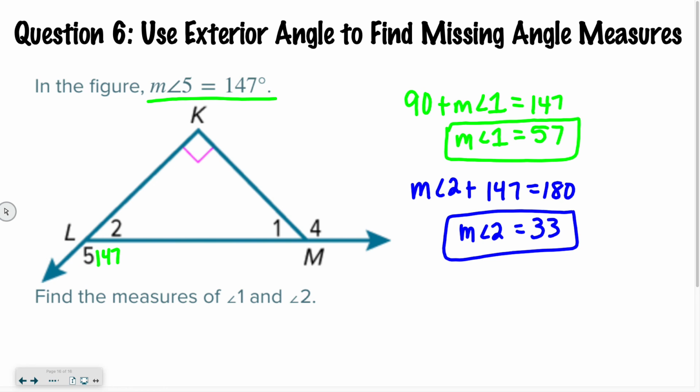Okay, so in this problem, I first solved for the measure of angle 1 using 90 plus angle 1 equals this exterior angle. So when I did that, I got 57 degrees for the measure of angle 1. And then to solve for angle 2, I treated these as just supplementary angles. I said the measure of angle 2 plus 147 would equal 180. And I subtracted from both sides, and I was left with the measure of angle 2 equals 33 degrees.